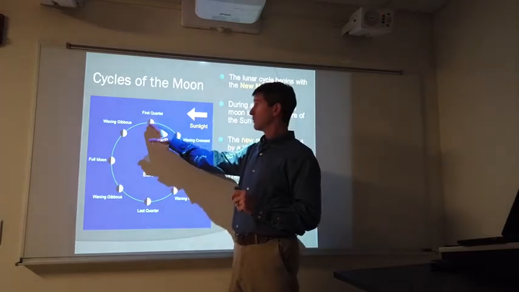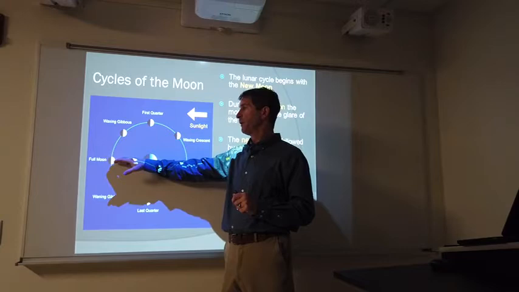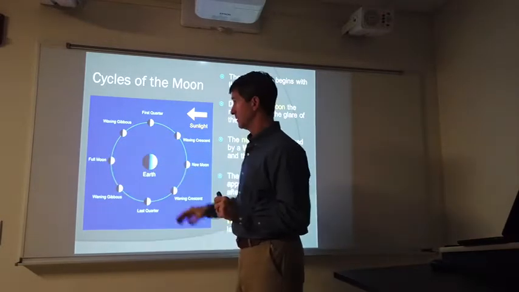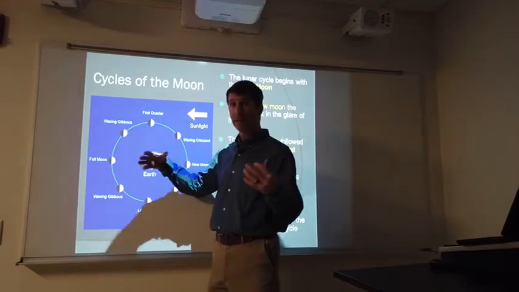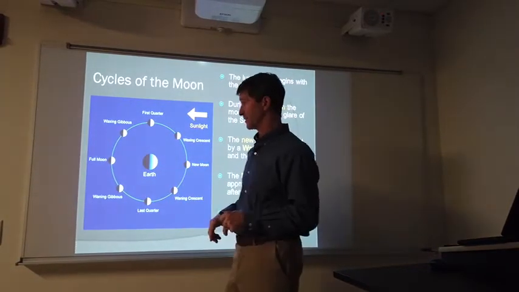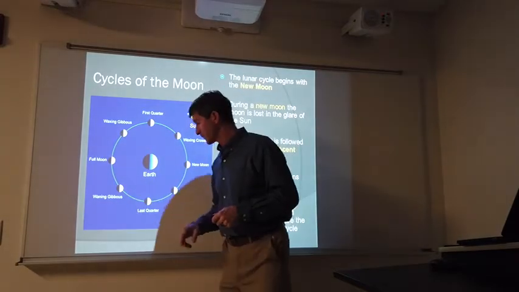After first quarter, we go more than a quarter. We're at the gibbous phase. We're not quite full, where we can see half of the moon illuminated. And after the full moon, we go waning, meaning that we're getting less and less light on the surface of the moon. Waxing means more light, waning means less.